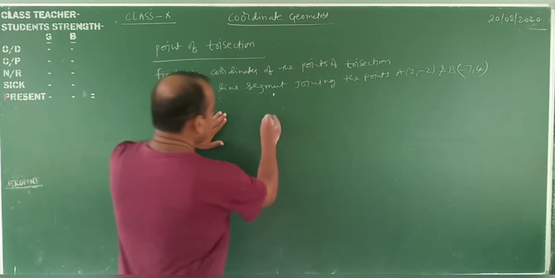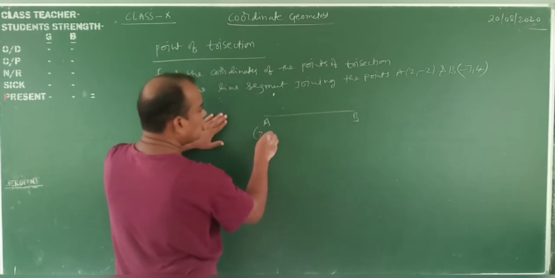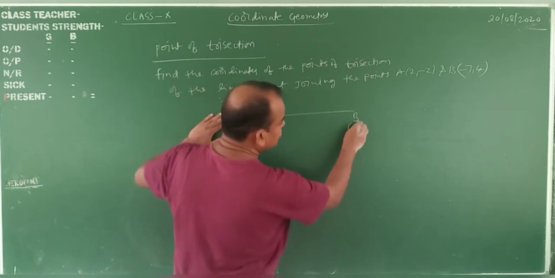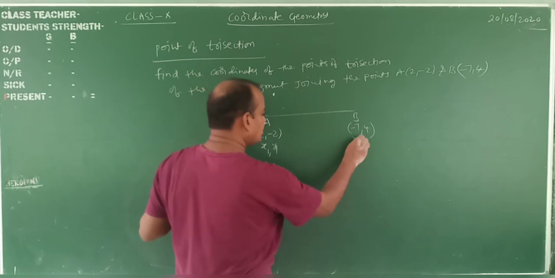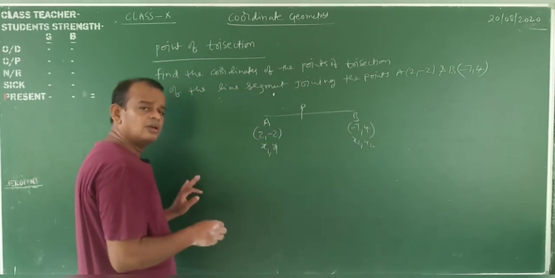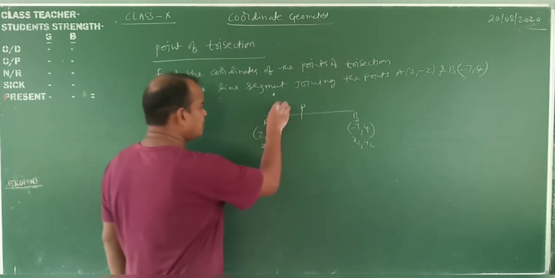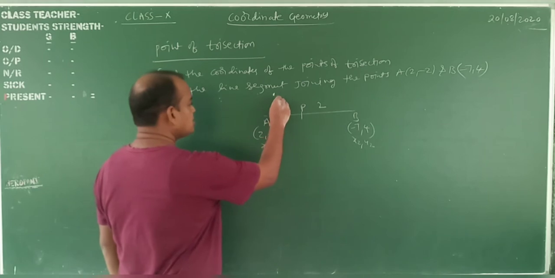Now, first of all, you will take this one. A, P. What is A? 2 comma -2. This is -7 comma 4. First of all, this is x1, y1. This is x2, y2. First, we will take P here. Which ratio does it divide? You will take 1:2 or 2:1. For a point of trisection the ratio is not given. 100% remember that one. 1:2 ratio. This is m and n.